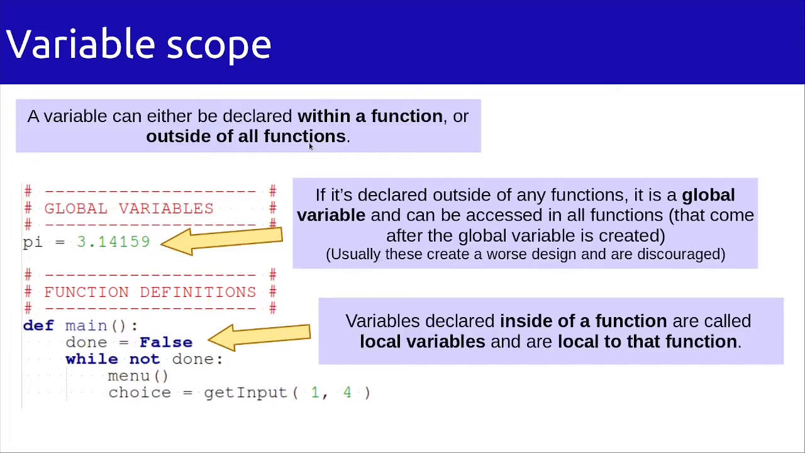So there are two types of variables for now. We can declare them outside of any functions or inside of a function. So here we have done inside of main, and we have choice inside of main and inside of the while loop. Up here we have pi, and it's outside of all functions. It's declared out in the global space. So if we declare it outside of all functions, it is global, though usually using global variables is bad design, so we're going to minimize our use of that. And inside of main, we declare these inside of main, so they are local to main, and they're known as local variables.